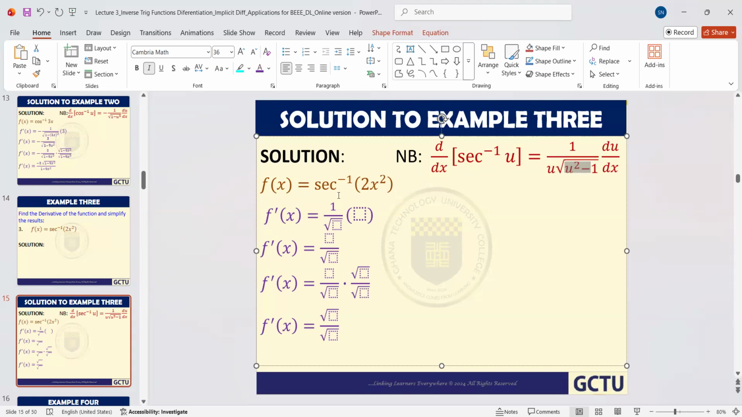So let's put our function u is 2x squared. So let's substitute that into this formula. We are going to get, so here, the numerator is 1. The denominator will give you, outside the root sign, u, which is 2x squared.